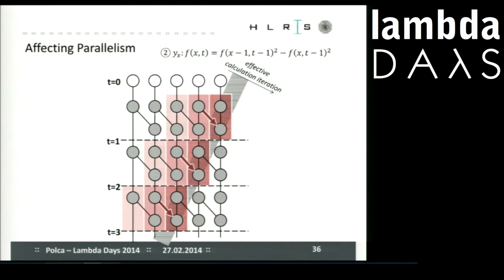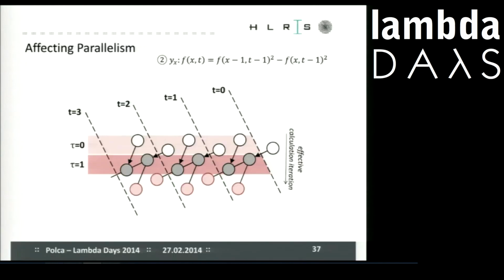So I don't know how many people are lost already, but you can watch the video later again. Yeah. So instead of operating over time, as before, which is represented by these lines, we have a new iteration vector called tau now.